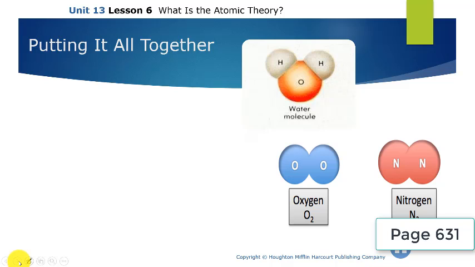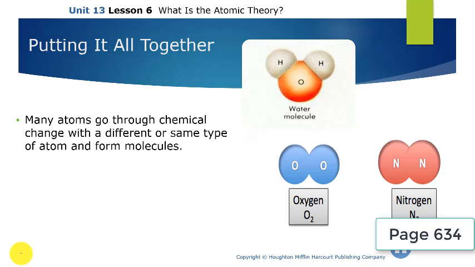We are now on page 634. On 634, we have here the molecule. The molecule is made of two or more atoms joined together chemically. That's two or more atoms, which could be the same element or different elements. That is a molecule. For example, a molecule of water is joined by hydrogen and oxygen.